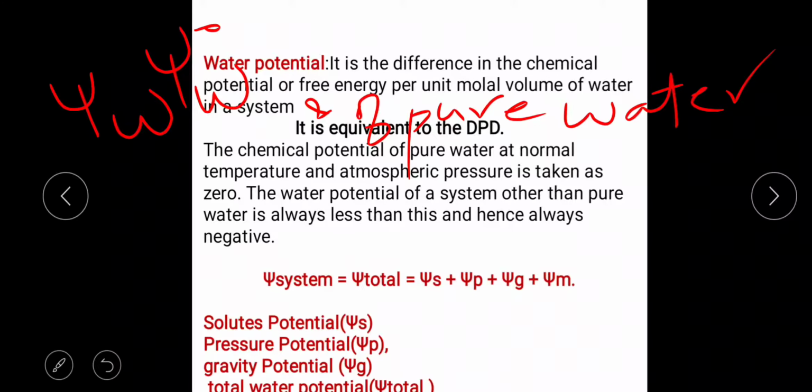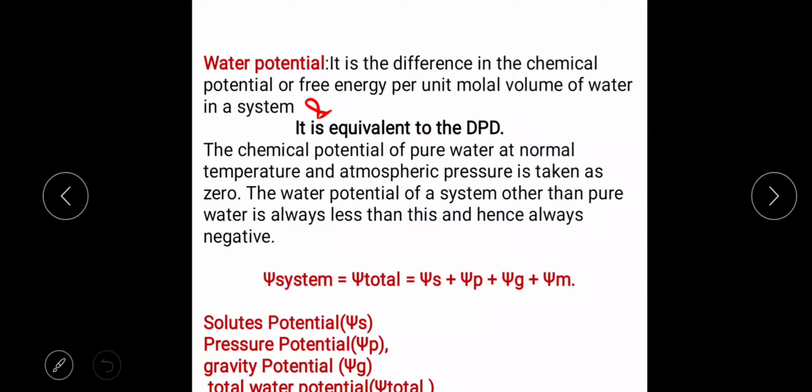So that basically represents a particular same temperature. So that term is known as the water potential. Water potential is related to the difference in the vapor pressure of the water in the system and that of the pure state. It is equivalent to also the DPD. So here I have written down that it is equivalent to the DPD.